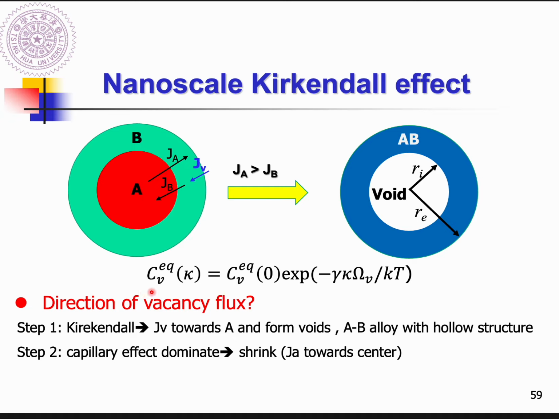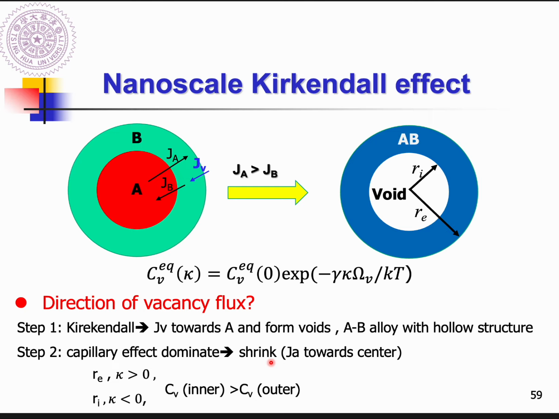Based on the vacancy concentration and kappa, kappa on this concave region is negative, so you get an exponential positive term. This means that the vacancy concentration at the inner surface will be larger than at the outer surface. On the outer surface, kappa is positive, so you get an exponential minus positive term, so it's small, right? So the CV on the inner surface is larger than that on the outer surface. So there's a vacancy flux moving outside.